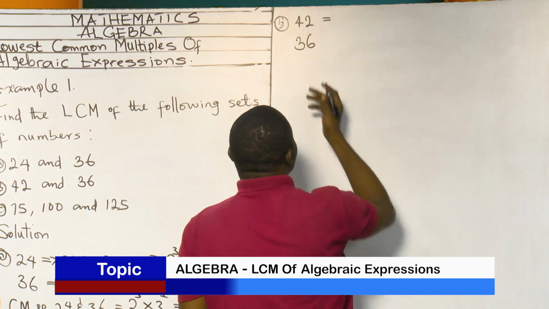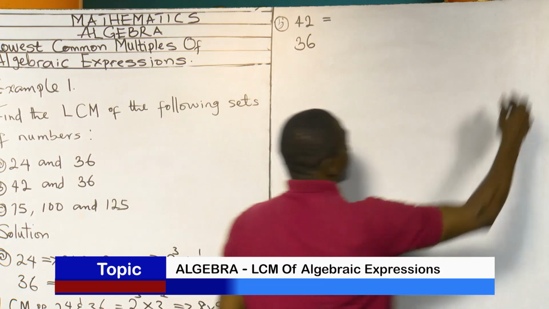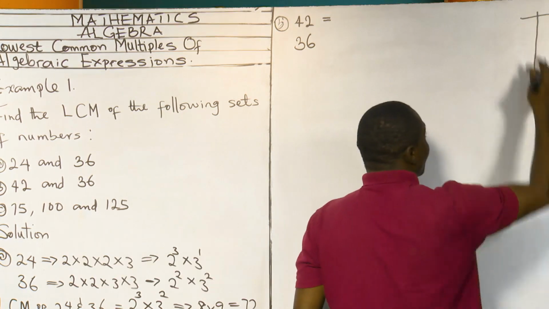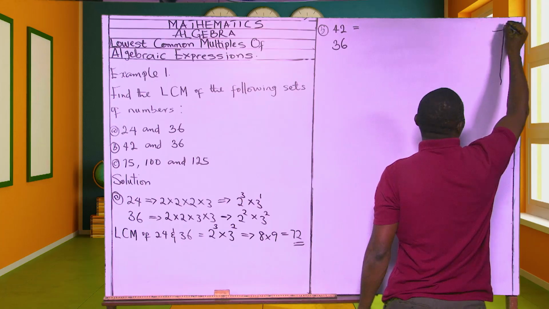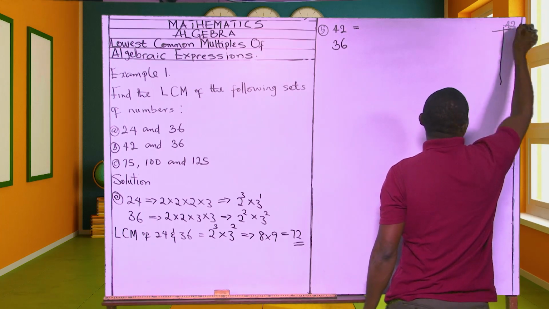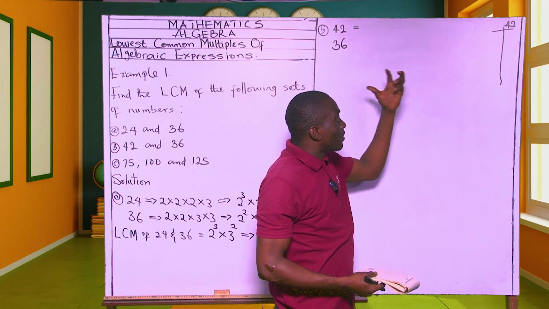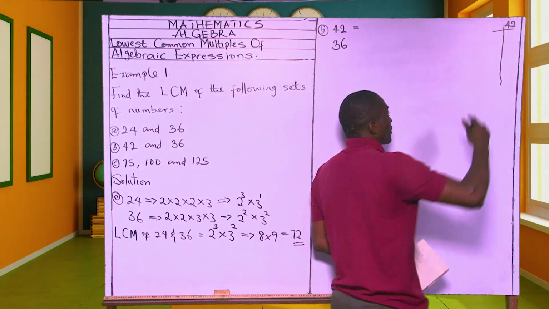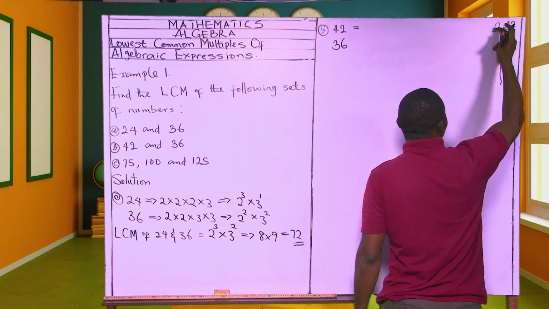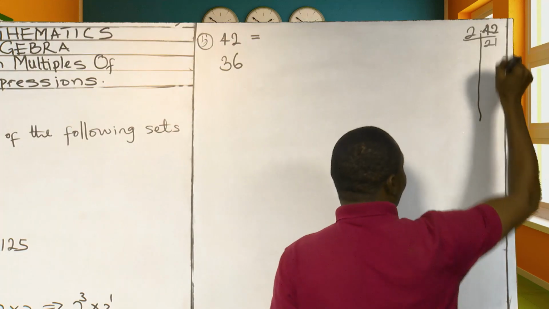So now let's find the product of prime factors of 42. I've told you this will help you by drawing a vertical line, and writing the number 42 here. Think of the least prime factor of 42. We know that 2 is a prime factor of 42. 2 in 42 will give us 21.